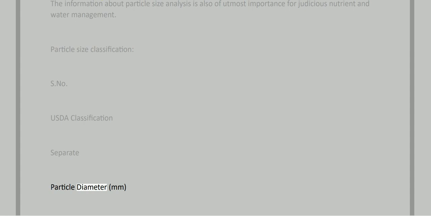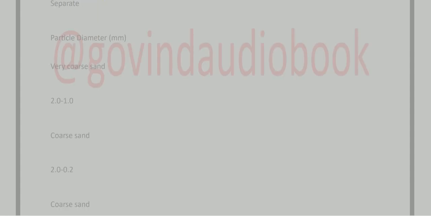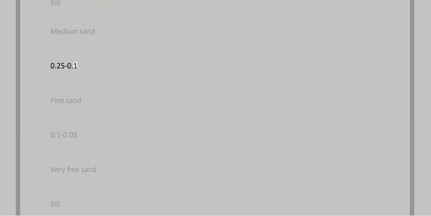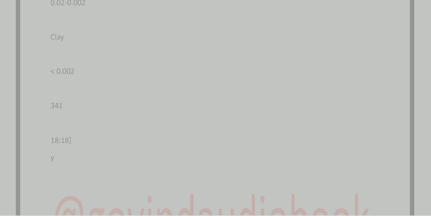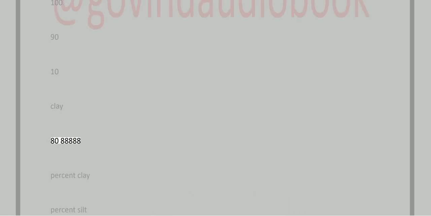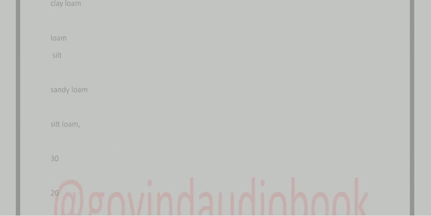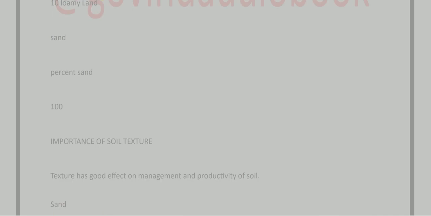Separate particle diameter in mm: very coarse sand 2.0-1.0, coarse sand 1.0-0.5, medium sand 0.5-0.25, fine sand 0.25-0.1, very fine sand 0.1-0.05, silt 0.05-0.002, clay below 0.002. International Soil Science Society classification: 0.2-0.02, 0.02-0.002, clay. Textural classes include clay, sandy clay, silty clay, clay loam, silty clay loam, sandy clay loam, silt loam, sandy loam, loam, loamy sand, and sand. Importance of soil texture.